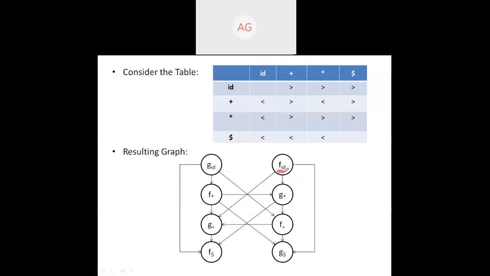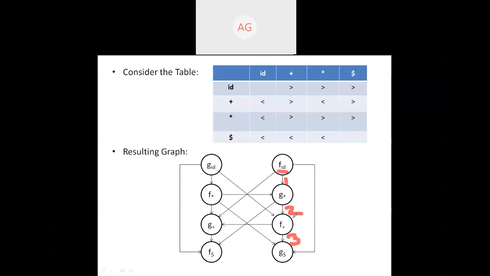So we need to fill the entry from FID. So FID entry, you can see that. If we are going from this line, this is one, we are moving downward, then two, then 3. So we are going to end here, g dollar. So what is the length? 1, 2 and 3. 3 is the length.